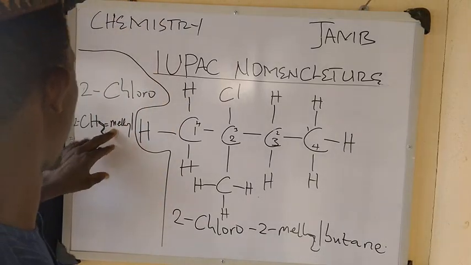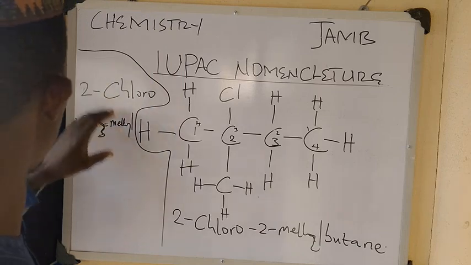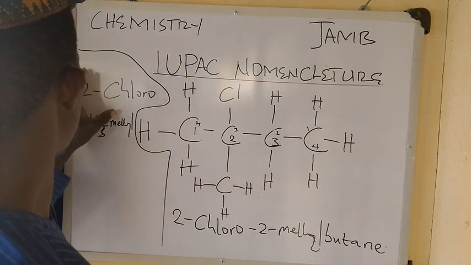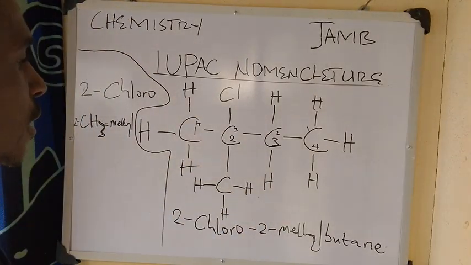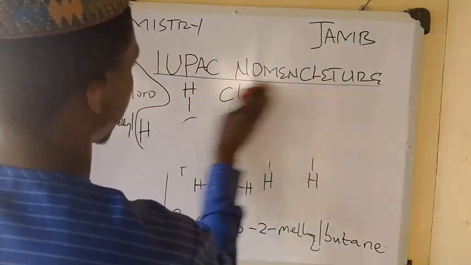So C comes before M. Do you understand? In alphabetical order, C comes before what? M. So you have to start from chloro before you come to methyl. That's why we are having it like this. So look at this structure again.